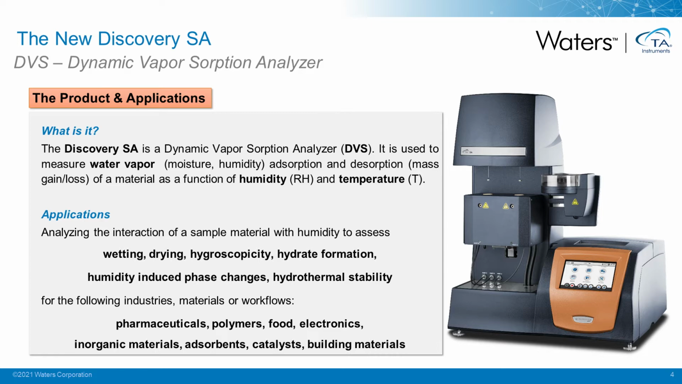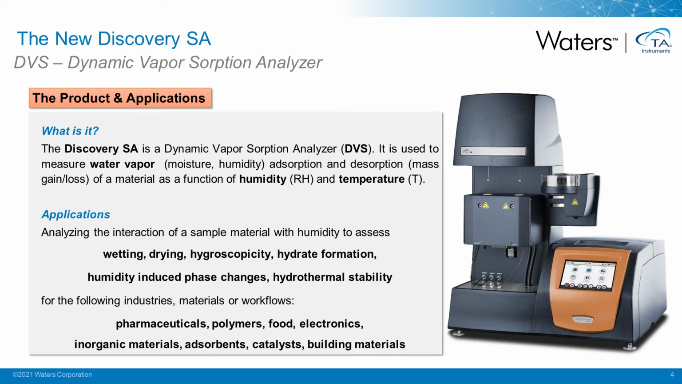This is an instrument that, at its heart, is a thermogravimetric analyzer, so it is measuring weight changes as a function of temperature, but in this case also, most importantly, as a function of humidity. The things that you can learn from an instrument like this include hygroscopicity, which is the ability of a material to take up water and potentially release that water, hydrate formation in pharmaceuticals, humidity-induced phase transitions, wetting and drying. We'll talk about a lot of these applications as we get into the talk.